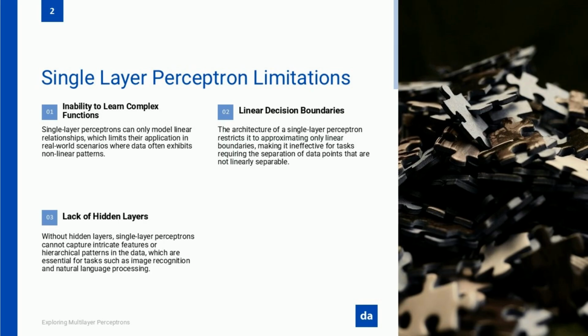Let's break this down. The biggest problem with single-layer perceptrons is that they can only handle problems where the data can be separated by a straight line. That means if you're working with data that forms nice, clean categories, like separating apples from oranges based on color alone, it might work. But real-world data? It's messy. Patterns are complicated. Relationships between inputs aren't always so obvious. Imagine trying to classify emails as spam or not spam using just one feature, like the number of capital letters.